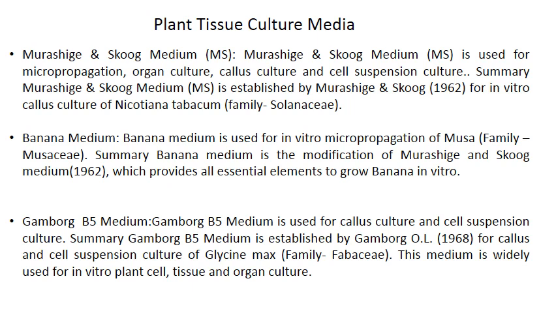This medium was established by Gamborg in 1968 for callus and cell suspension culture of Glycine max, which belongs to the family Fabaceae. This medium is widely used for in vitro cell, tissue and organ culture. Remember, Murashige and Skoog is required for micropropagation, organ culture, callus culture, cell suspension culture. Banana medium is for growth of banana, in vitro micropropagation. Then Gamborg's B5 is for in vitro plant, tissue and organ culture, especially used for Glycine max.